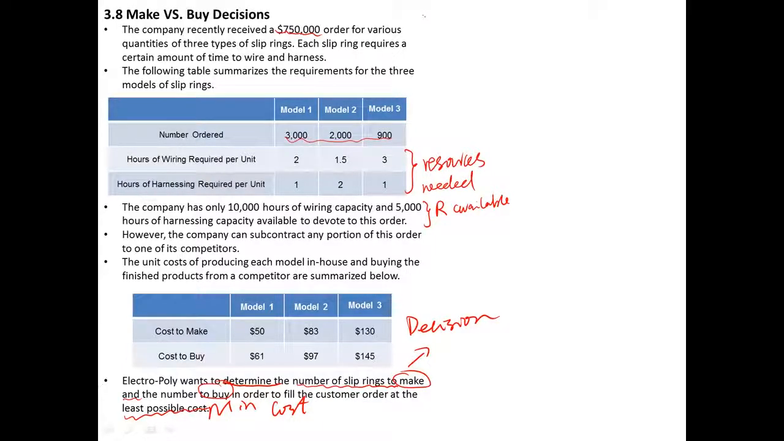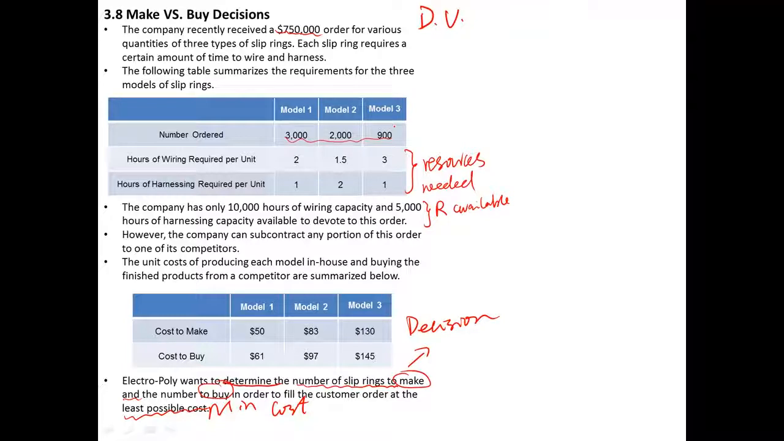Okay, so now let's define our decision variables. Our decision variables will be how many to make and to buy. But should we have just two variables or more? Then let's look at this. How many models do we have? We have 3 models of the slip rings. And so we need to decide how many model 1 to make, model 2 to make, and model 3 to make, as well as how many model 1 to buy, model 2 to buy, and model 3 to buy. With that, we know we need 6 decision variables.